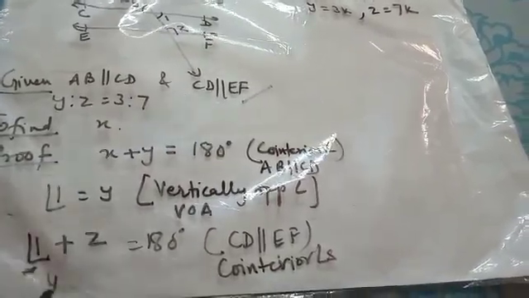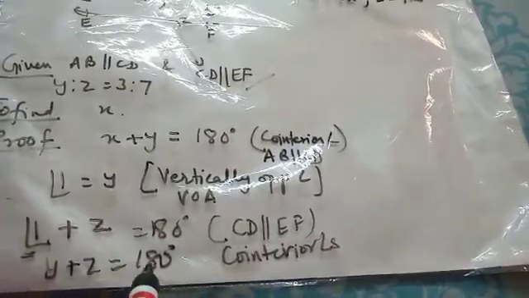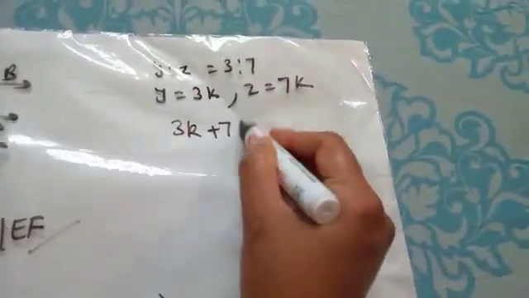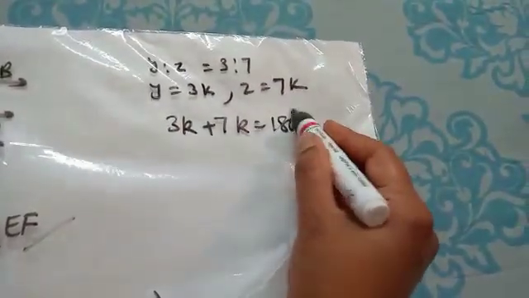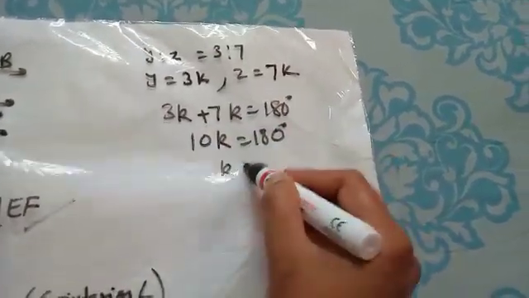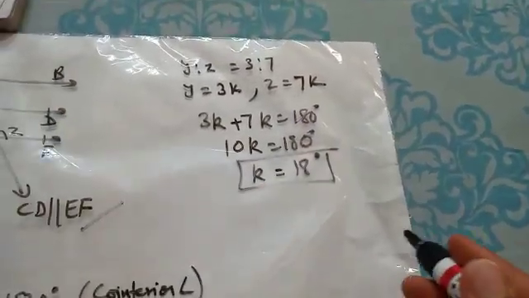Now I need to put this value y is equal to 3k and z is equal to 7k in the equation, because 1 is equal to y. So y plus z is equal to 180. So 3k plus 7k is equal to 180 degree. So 10k is equal to 180 degree, and that means what will the value of k be? 18. Now you know that the value of k is equal to 18.